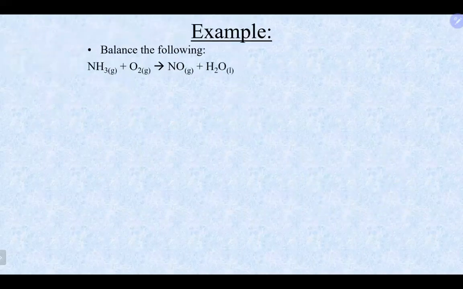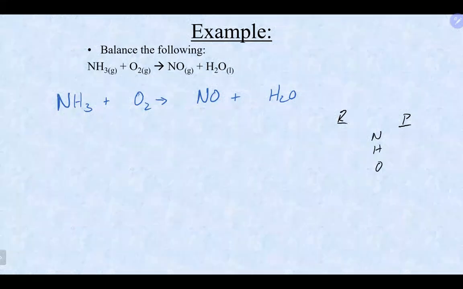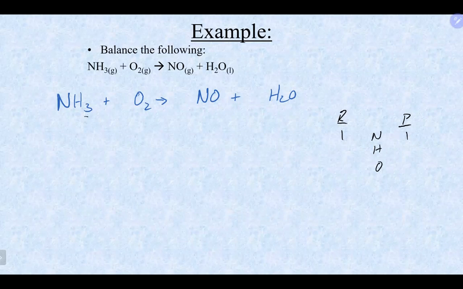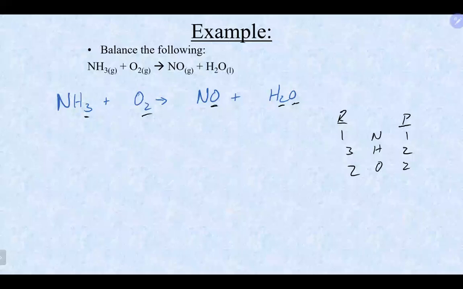All right, balance this guy up here: NH3 plus O2 goes to NO plus H2O. On the left-hand side, we got 1 nitrogen. Right-hand side, we got 1 nitrogen. Left-hand side, we have 3 hydrogens and 2 on the right. Left-hand side, 2 oxygens. And once again, here we have 1 oxygen there and 1 there, which gives us 2 on the right-hand side. So it doesn't look too bad. Everything's balanced except for hydrogen.